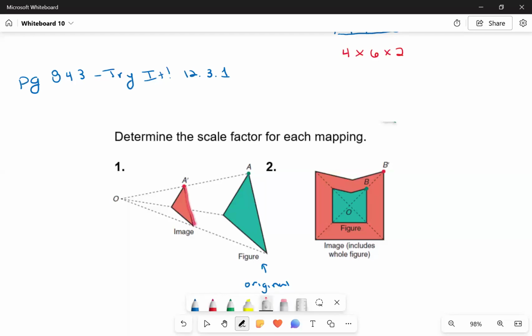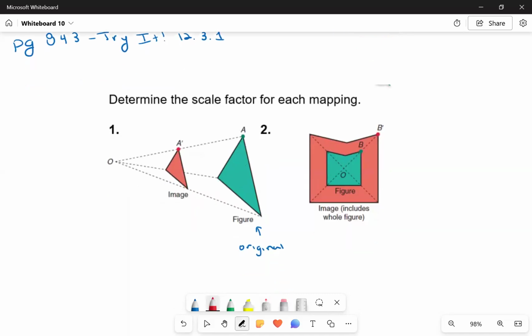Let's start with the longest side here compared to this long side here. If I follow the path, does it look like about half? I would say yes, it looks close to half. It looks like maybe this length here is about half of the length here. So I feel comfortable in saying that this is a scale factor of 1/2.